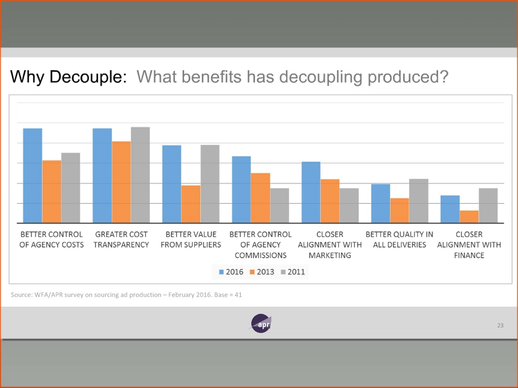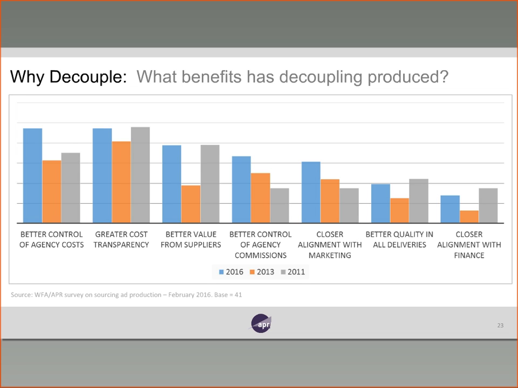Right, and continuing on to the next survey question, what benefits? So why are you decoupling? What benefits are you getting from decoupling? And we see some consistency in the responses year over year, and that implies that there's a consensus that decoupling creates greater cost transparency, greater control over your agency costs, and as a result, better value from your suppliers. So you see here on the left, the big benefit is that you're gaining control and better visibility into your costs. It's also nice to see a closer alignment with marketing.